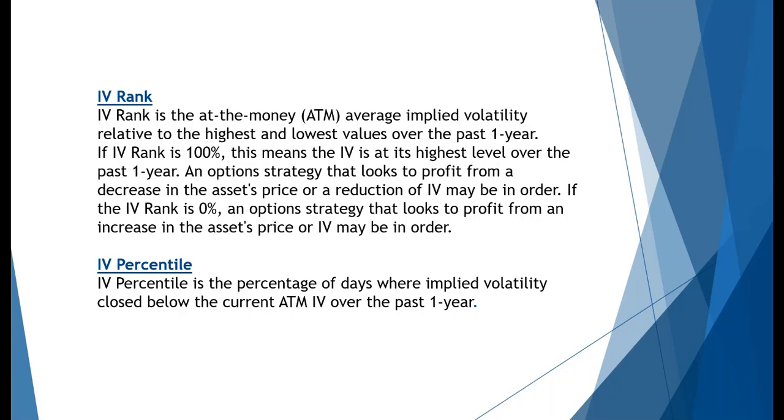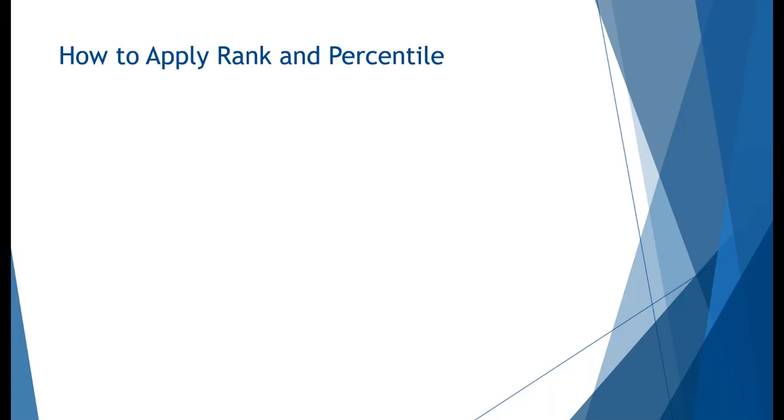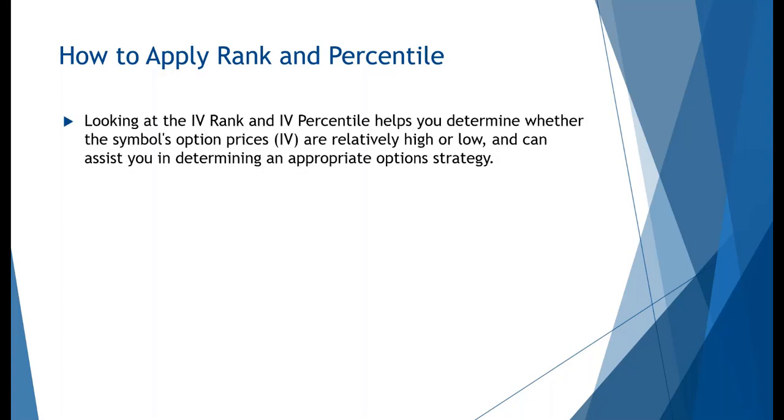Again, we want to look for that differential. So how can we apply this rank and percentage IV to our options strategies? Looking at the rankings or the percentage will help us determine if the symbol's or security's option prices are relatively high or low. In other words, are they more expensive or are they cheap? And this will help us in determining which strategies we want to employ based on this concept of high or low.